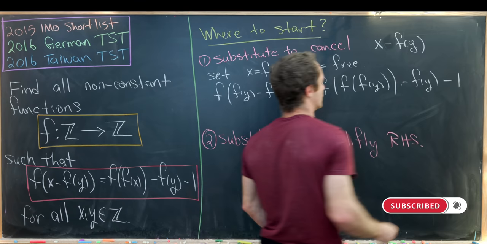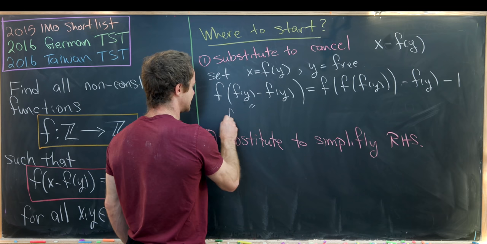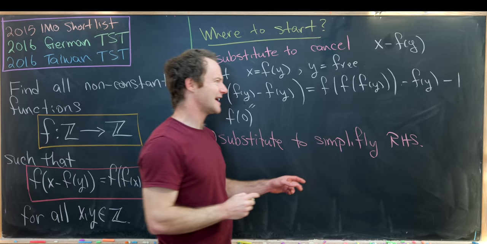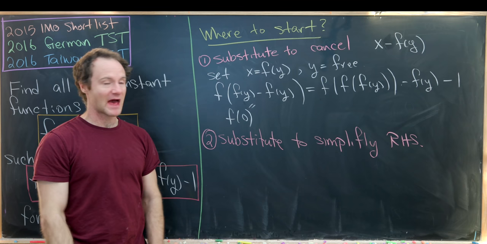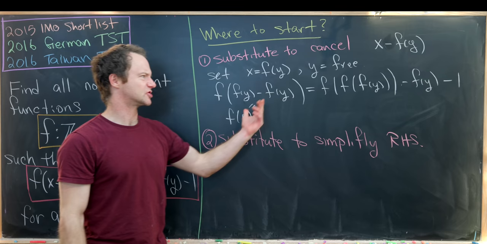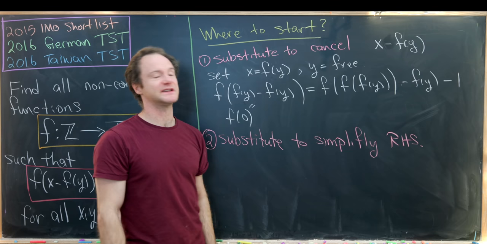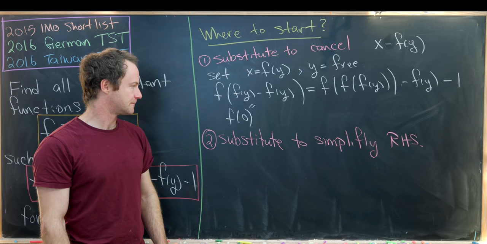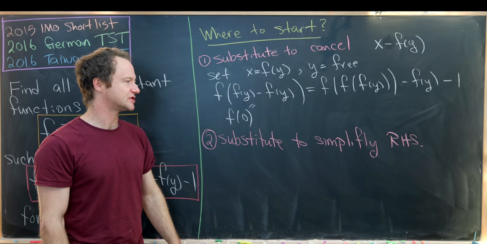Well, notice that this left-hand side simplifies to be f evaluated at 0. But then this right-hand side has a triple composition of f. Maybe that's the path to go, but it doesn't jump out at me immediately, given that a triple composition would probably be hard to work with. We've increased the difficulty on the right-hand side quite a bit. So, since we're going to put this on the back burner, maybe we should look at a substitution that will simplify the right-hand side.